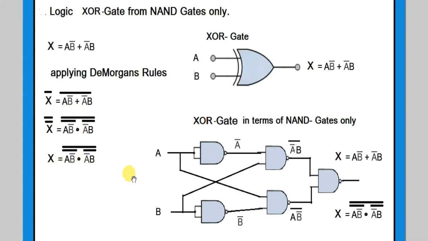So what we need is A, B, A complement, and B complement as well. Let's say A is fed here to the NOT gate, and we get A complement. From here we get B. When we feed A complement and B into this NAND gate, we get the complement of A complement B. This is the first complement we get.